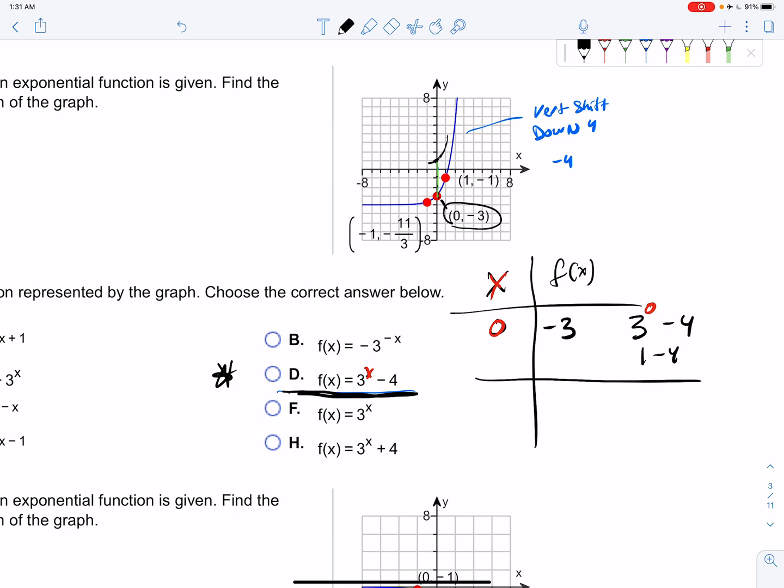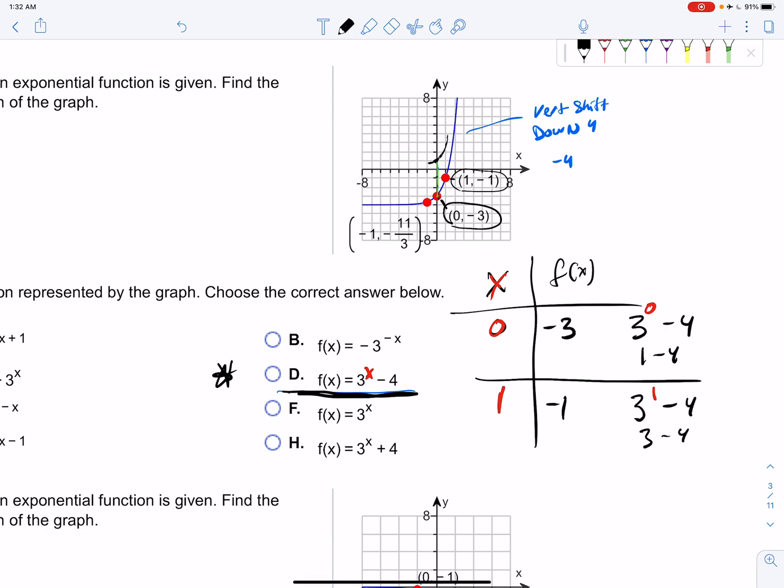How about if we try just one more point? Let's try a positive 1. We put in a positive 1, remember, for x. I'm looking at the function for letter D, and that just says 3 to the x minus 4, so 3 to the first minus 4. Well, that's just 3 minus 4, which is negative 1. Is 1 comma negative 1 a point on my graph? And there it is right there.